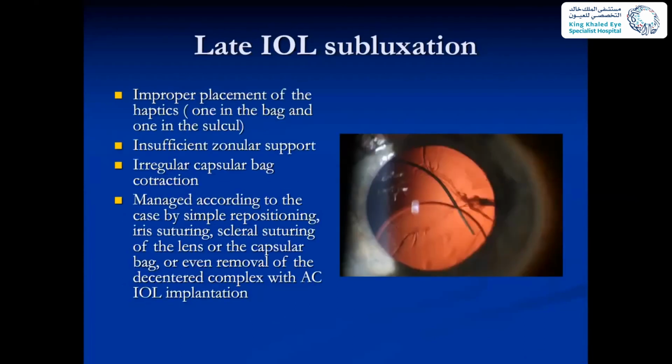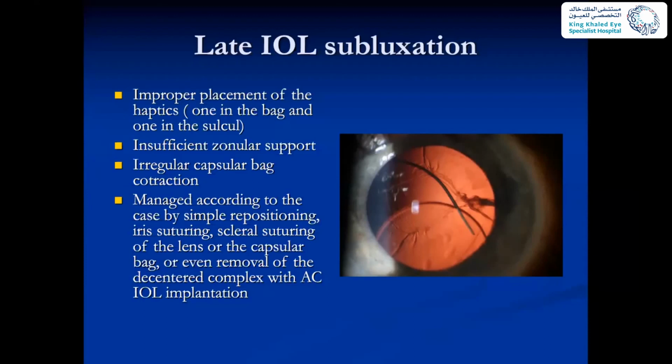This picture shows the IOL going inferiorly, and this can happen if there is improper implantation of the haptic, one in the bag, for example, and the other in the sulcus. So if the superior haptic is in the bag and the inferior in the sulcus, and you know that the sulcus diameter is larger than the bag diameter, there is a tendency for the whole intraocular lens to move to the roomy area. If there is insufficient zonular support, it can cause this late zonular IOL subluxation. Irregular capsular bag contraction can also cause the subluxation.